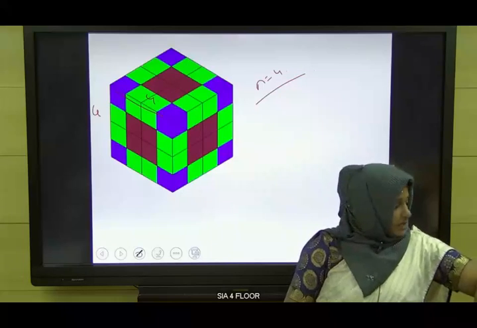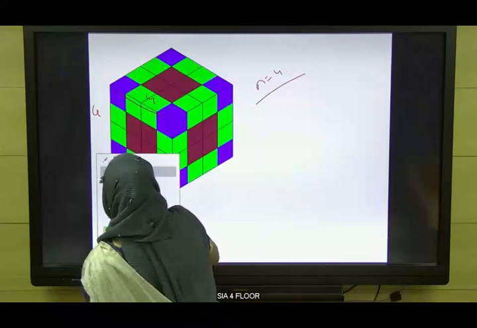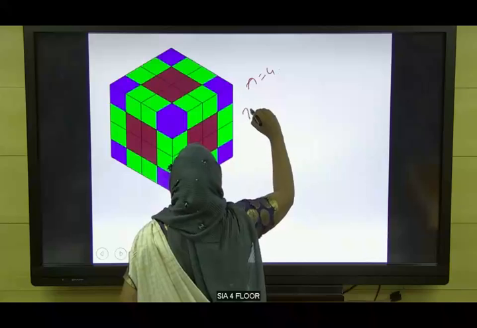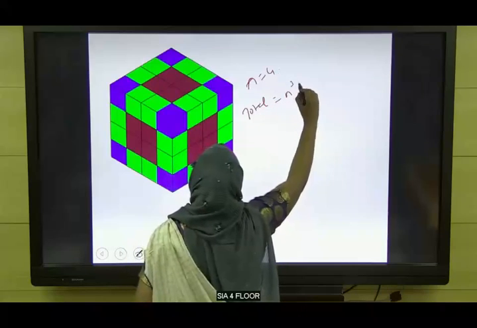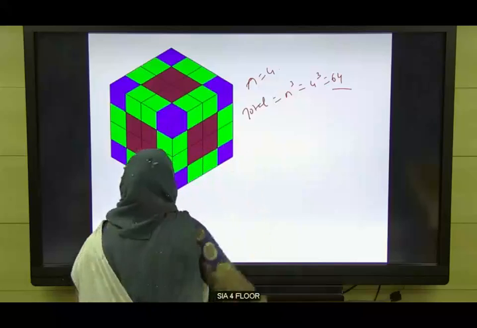Okay, anyways, so we will make some calculation out of this. Total, what do you have to do, you ask? Now n is 4, correct? So total will always be n cube. N cube is nothing but 4 cube. 4 cube is nothing but 64. So you find 64 cubes in this.